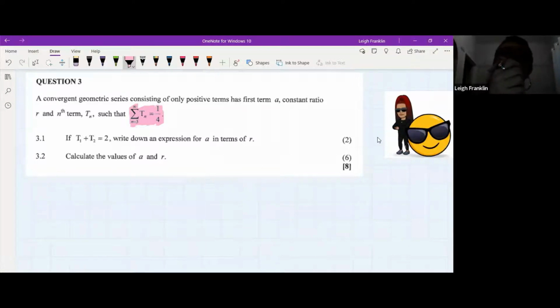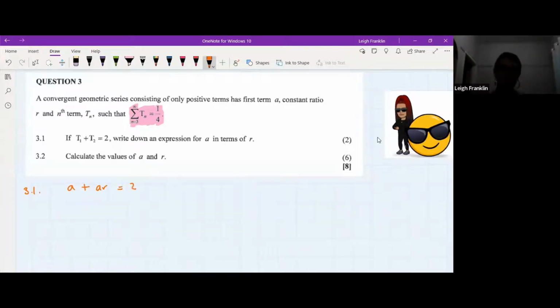Those of you that were with us in our previous lesson, we did this in one of our questions. It's not exactly the same thing, but it's more or less the same thing. So how are we going to write term 1 plus term 2 equals 2 in terms of A and R? How do we do that, Matrix? It's A plus AR is equal to 2. Lovely. Okay, so A plus AR equals 2.